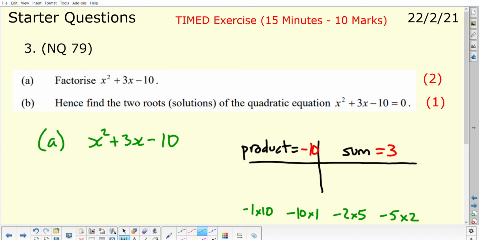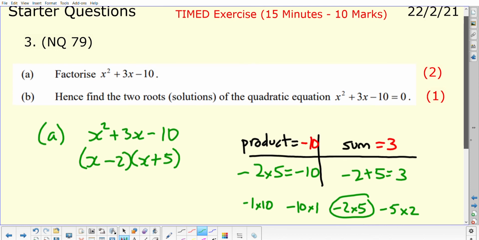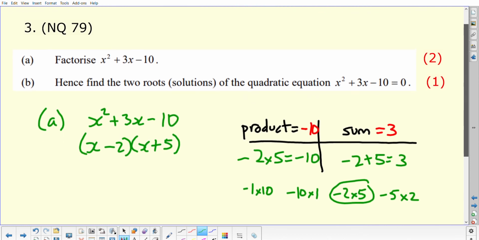So there's 4 different possibilities, but only one of those would satisfy both conditions in the table, and it would be this one here. Negative 2 times 5 does in fact give us negative 10, and if we add negative 2 and positive 5, we do get 3. So that does tell us that our brackets need to be (x minus 2)(x plus 5). So that's part A. All we've been asked to do in part A was factorise.